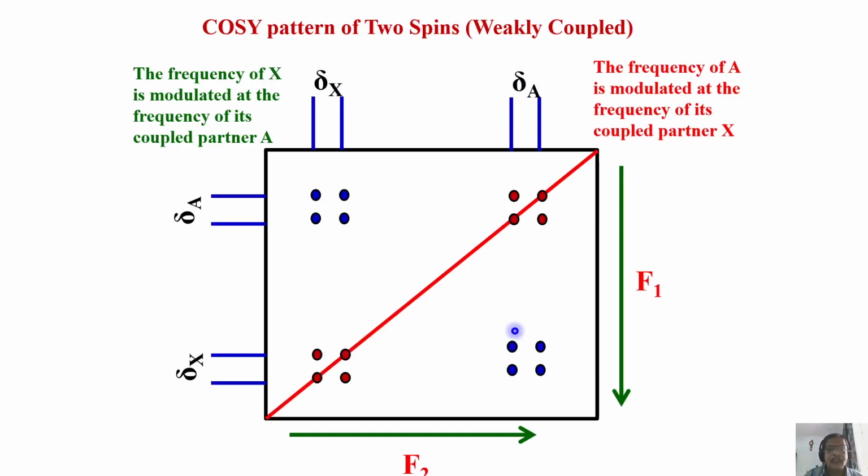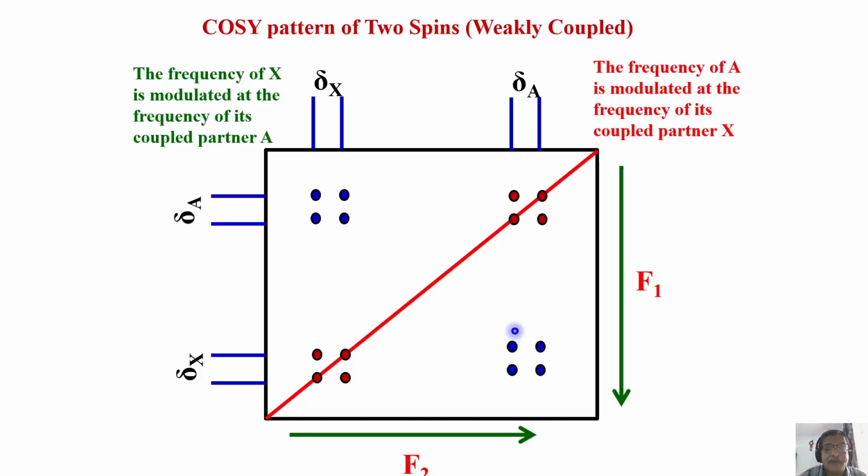Simple logic. If three protons are coupled among themselves, let us say I have three spins, A, M and X, then at the frequency of A, M and X also get modulated. So you get cross peaks at M and at X. M gets modulated due to the frequency of A and X, so it gives cross peaks at A and X. Similarly, X has coupled partners A and M, and it modulates the frequency at A and M, giving us the cross peaks there. So this is simple logic.